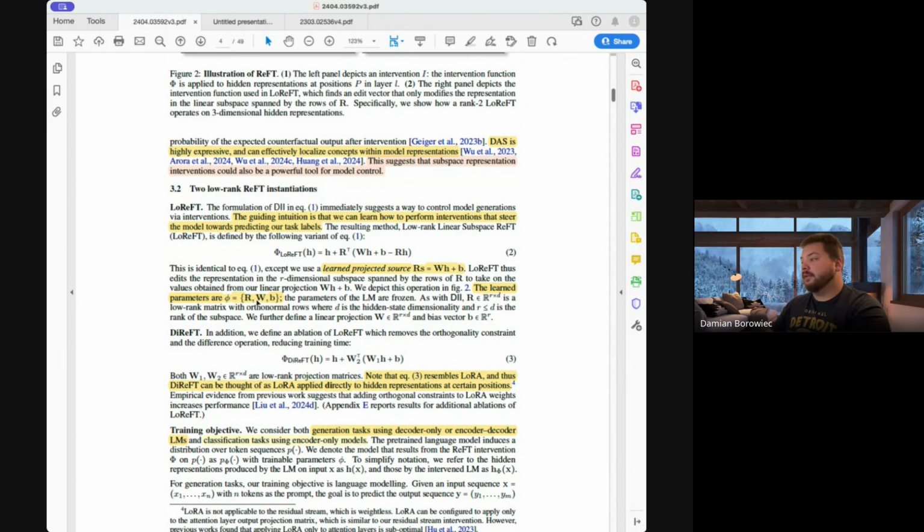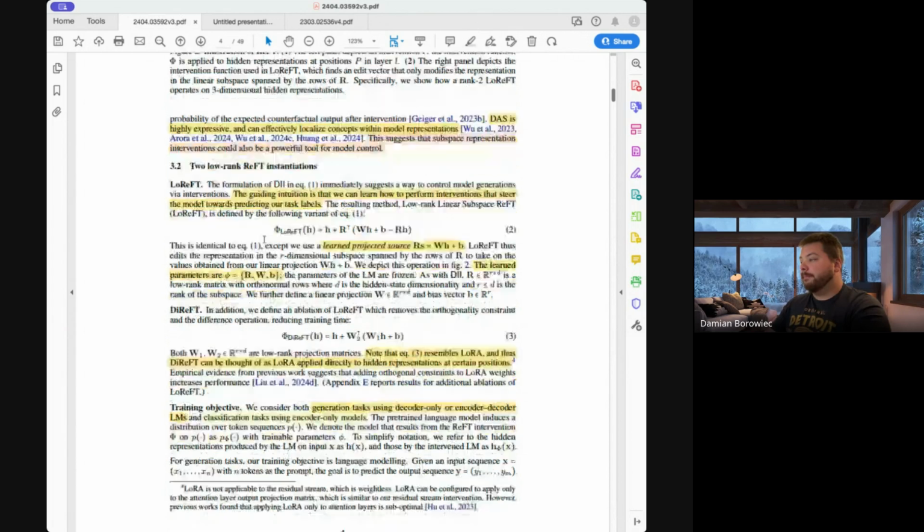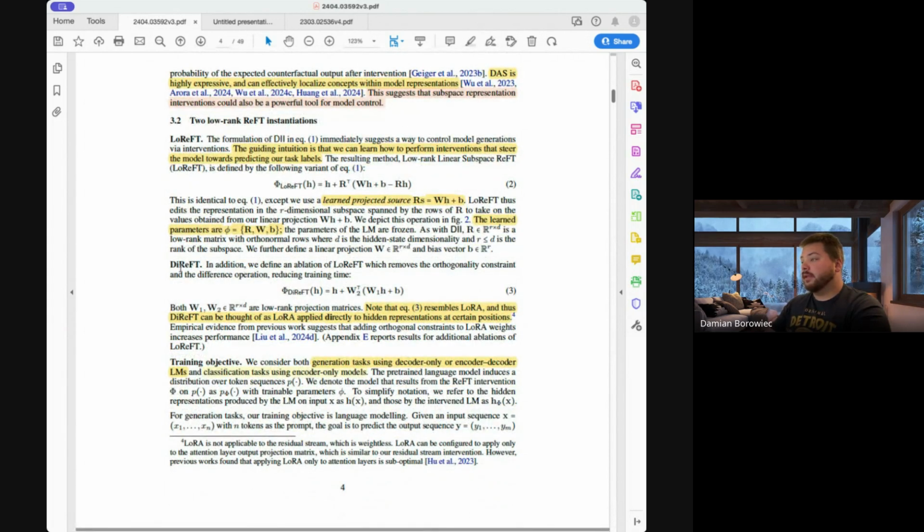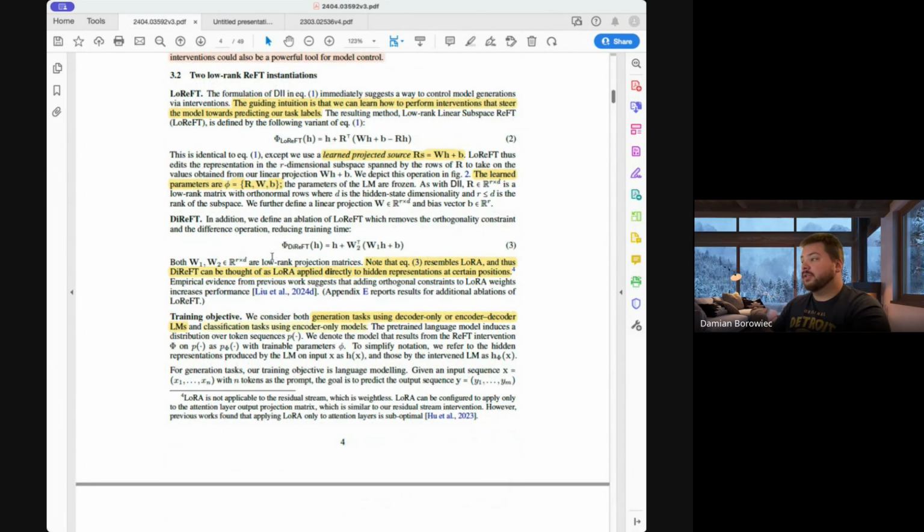The learned parameters, so there are the learned parameters, so R, W, and B. And then the next one is the DiReFT, which basically just removes this orthogonality constraint and this difference operation. So it is mainly done to reduce the training time. They did some ablation studies later on showing how that's different from LoReFT and also the other methods that they benchmark against.